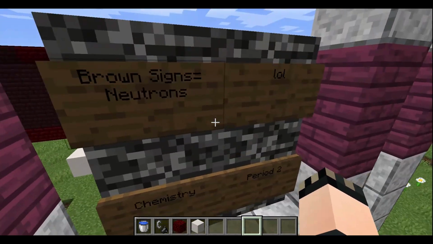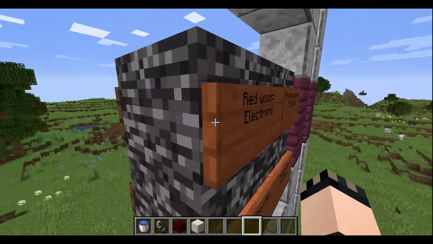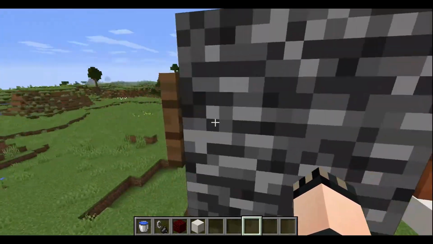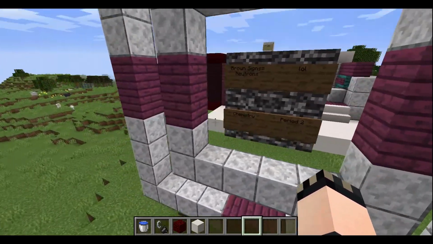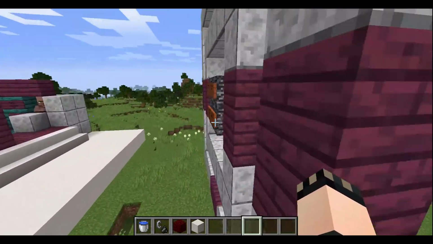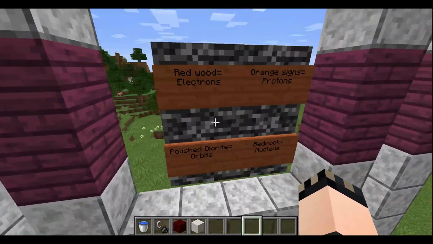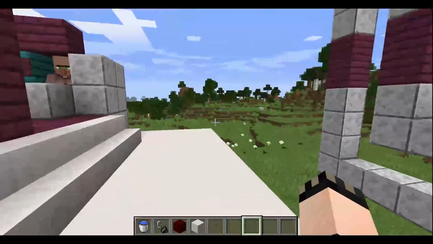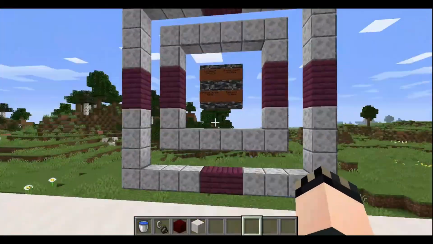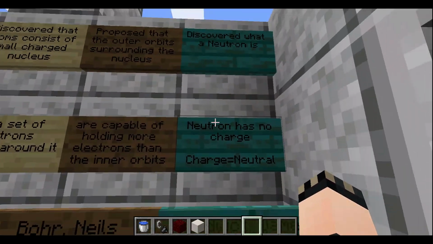It's here. So the protons and neutrons share the nucleus. They basically go together in the nucleus. So yeah, that's where neutrons are located. Okay.